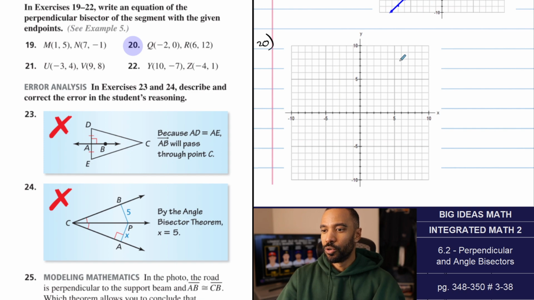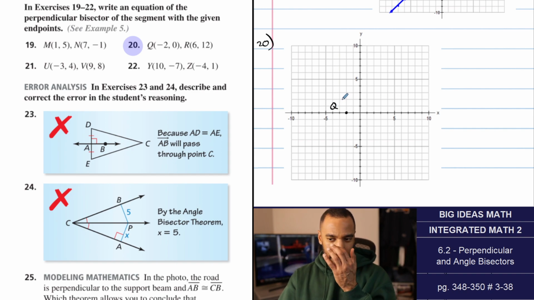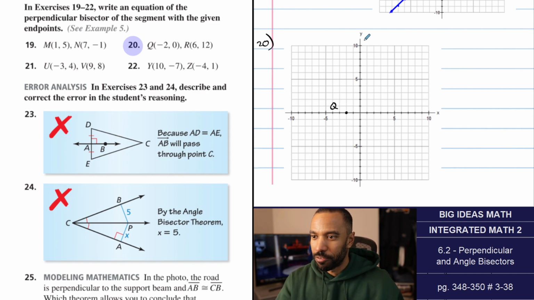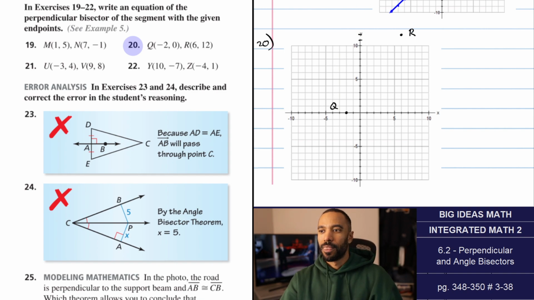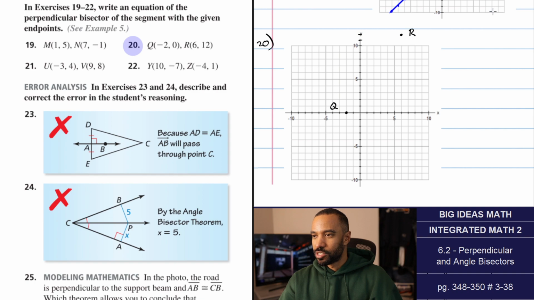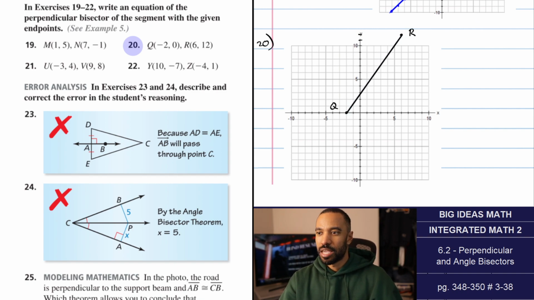All right, Q is at -2, 0. Oh, you know what the problem with this one is? Hold on. Okay, this isn't going to be a perfect thing. But Q is at -2, 0. R is at 6, 12. Here's the problem. Okay, R is at 6, 12. It's all the way up there. Hopefully that's all right. I don't want to get the taller graph because it doesn't have numbers on it and because I already got this one up. Okay, there's segment QR. Let's come up with the line perpendicular to it.